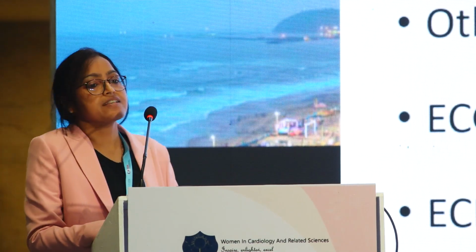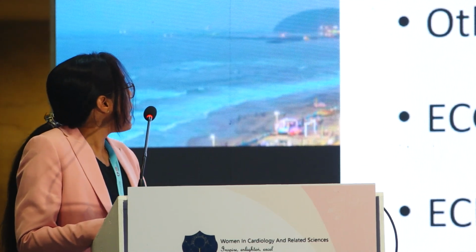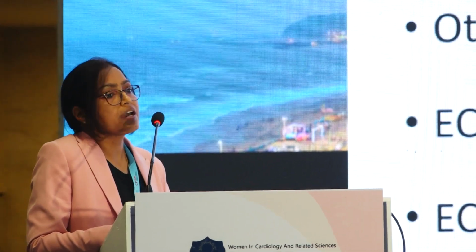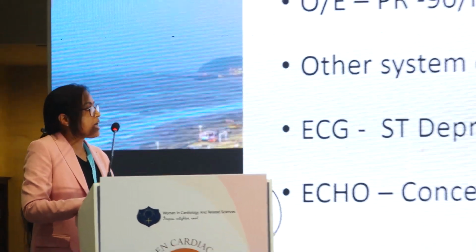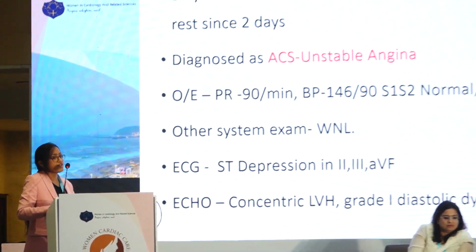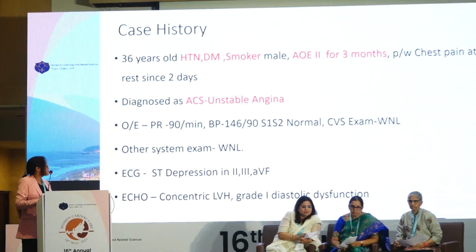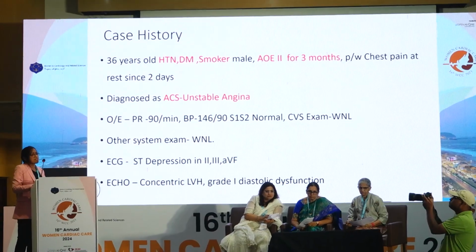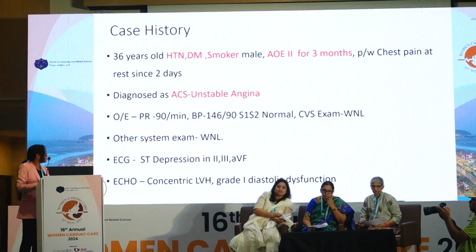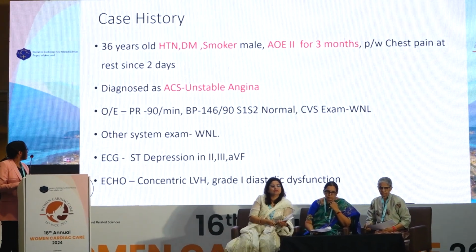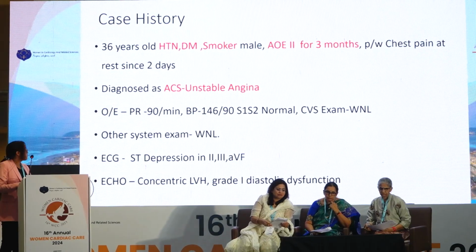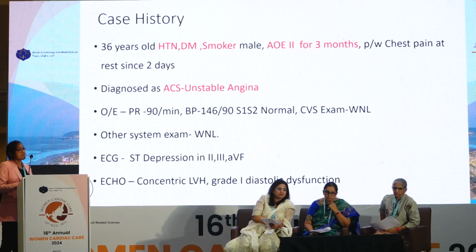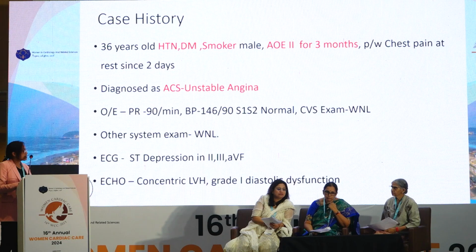My case is a 36-year-old male, hypertensive, diabetic. He's a smoker. He had angina history from the last 3 months and presented to us with rest chest pain for 2 days' duration. He was diagnosed as a case of unstable angina. On physical examination, there was nothing abnormal. The ECG showed ST depression in inferior leads and echo showed concentric LVH and grade 1 diastolic dysfunction.